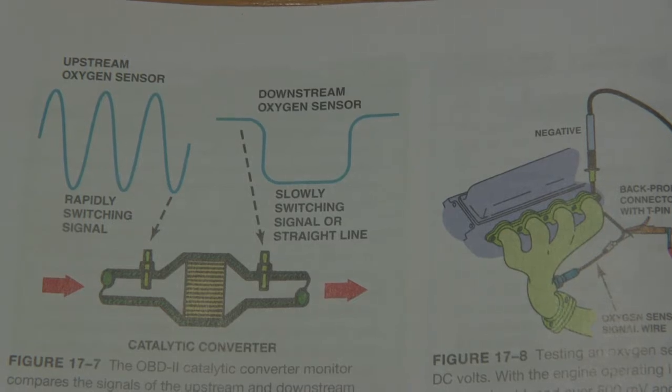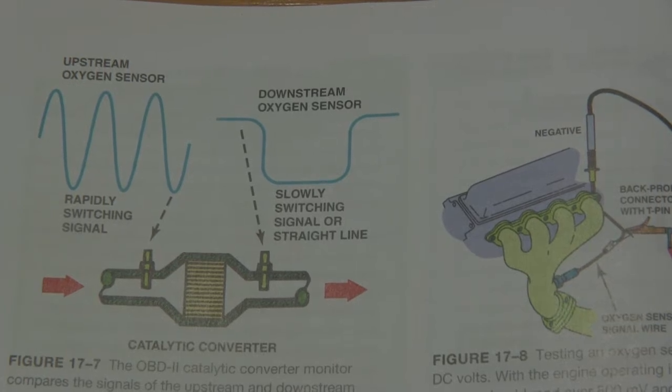420 code. 420 codes have to do with a catalytic converter performance issue. And so how does the car know that the cat has a performance issue? You have to stop and think about what it has to go on. What sensors are present in order to monitor a cat? And there's really only one sensor. It's the downstream oxygen sensor.